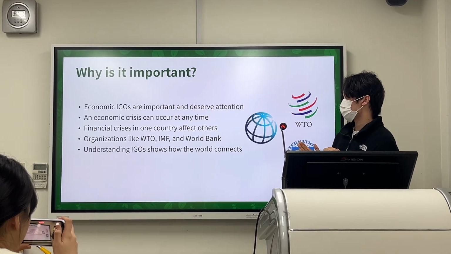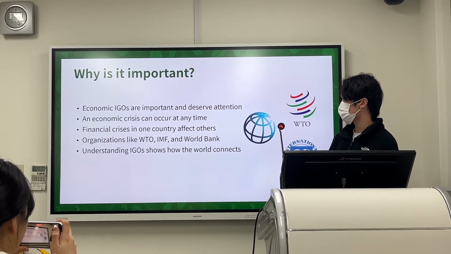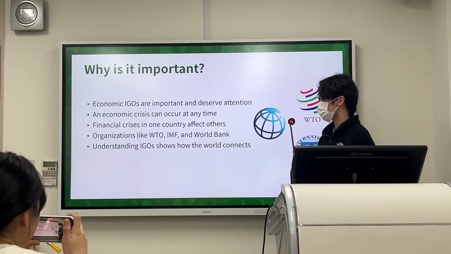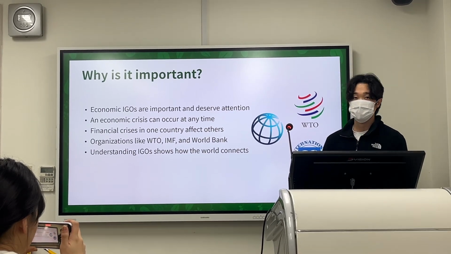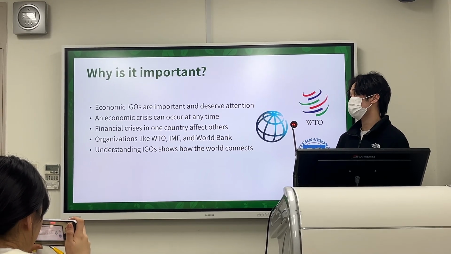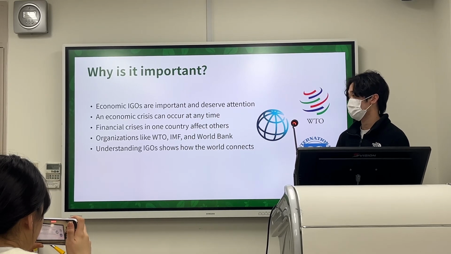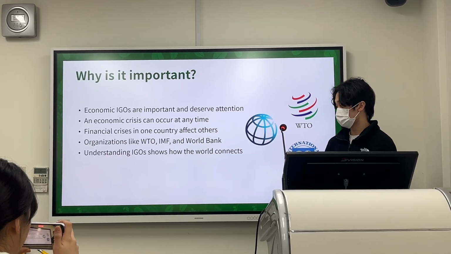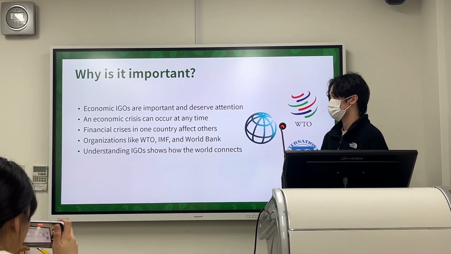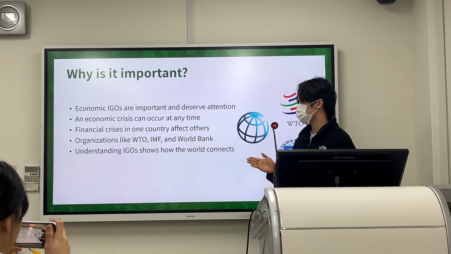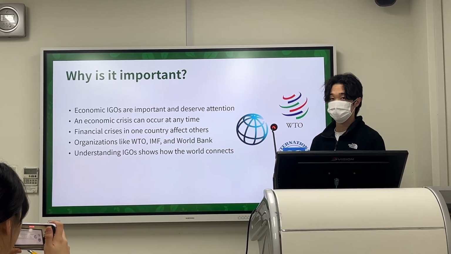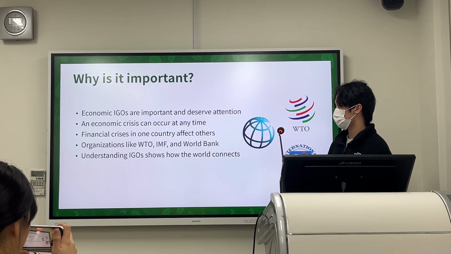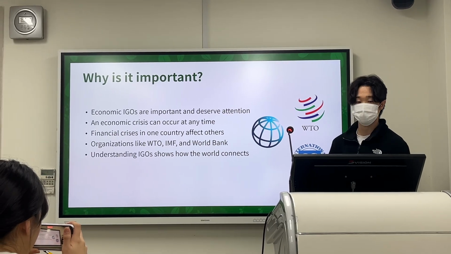First, why is it important? Economic IGOs are important and deserve attention because an economic crisis can occur at any time, and financial crises in one country affect others. In 1997, Thailand had a very hard time because of its financial crisis, and it affected South Korea, so also South Korea had a hard time because of its financial situations. At that time, organizations like IMF gave a lot of effort to recover the South Korea's financial situations. So understanding IGOs show how the world connects around us.